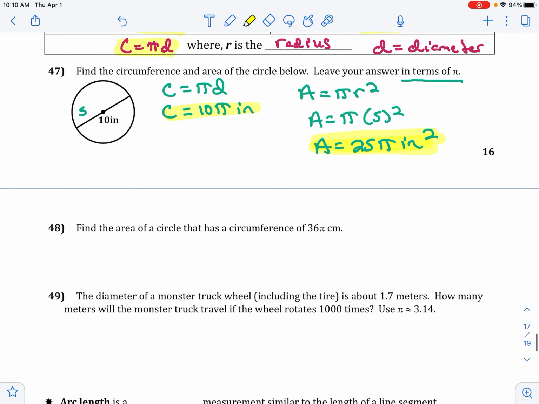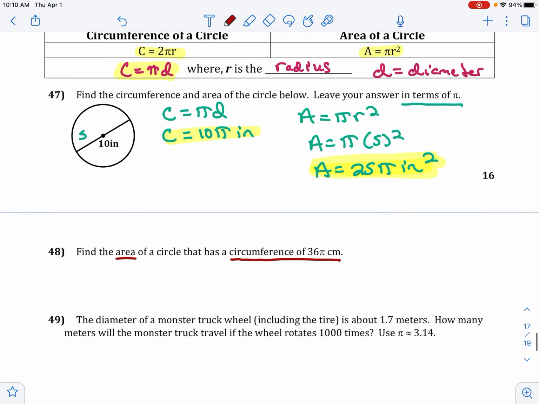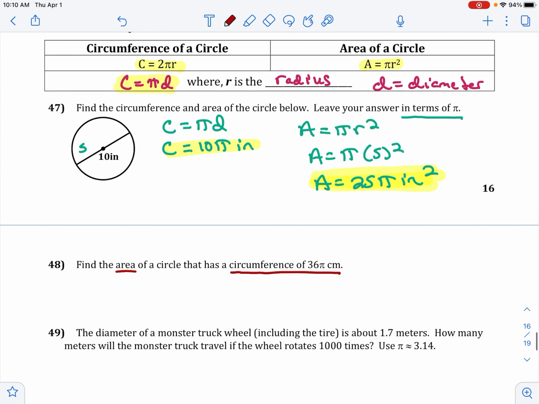All right, let's practice another problem. This is a typical problem. It says find the area of the circle that has a circumference of 36 pi. So find the area, but they gave us the circumference. If you think about it, area and circumference have something in common. They both, of course, have pi, but they're really connected by the radius.